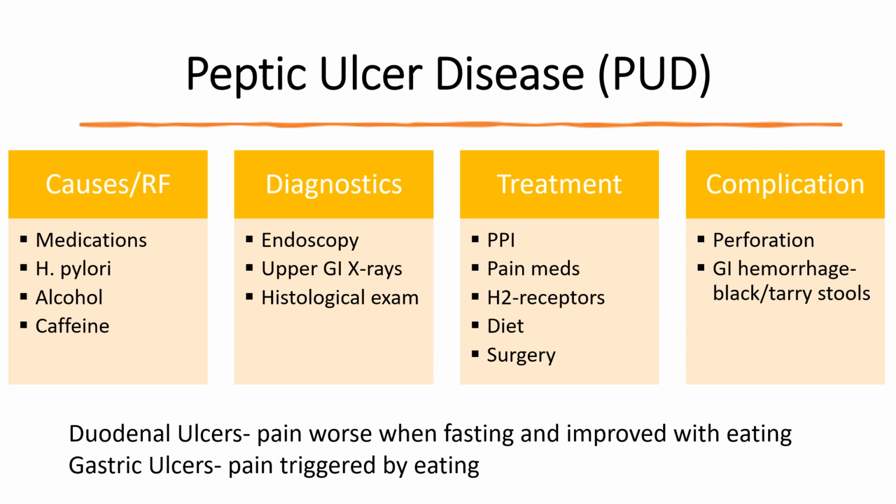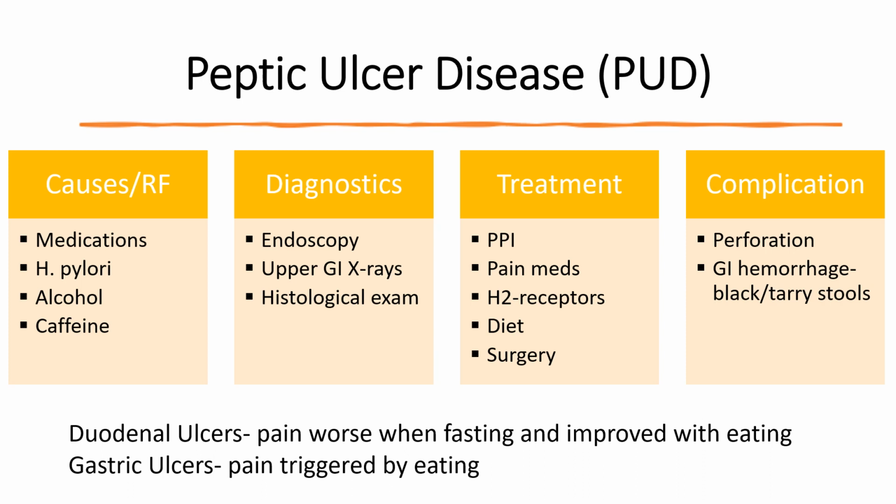Peptic ulcer disease, PUD. So it's an ulcer in the GI tract that can be defined as a break in the lining of mucosa. There are two major forms of peptic ulcers. There's duodenal, and the symptoms from this are burning epigastric pain. Usually it's worse when you're hungry, so it's aggravated by fasting, but it improves when you eat or take an antacid.